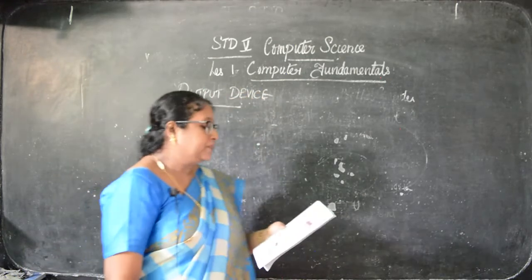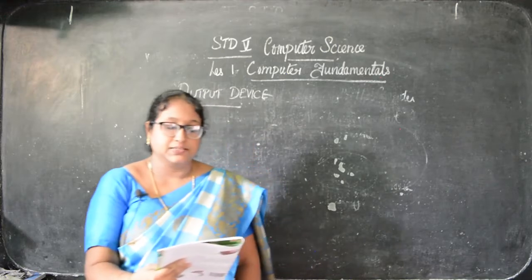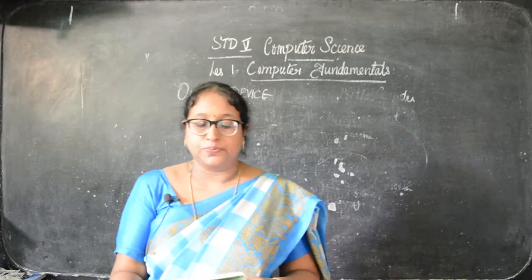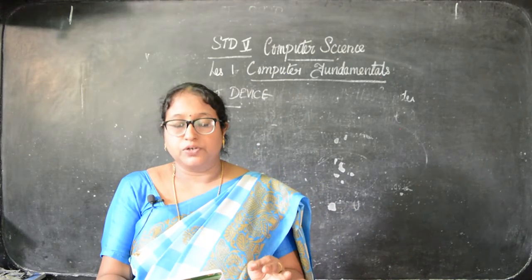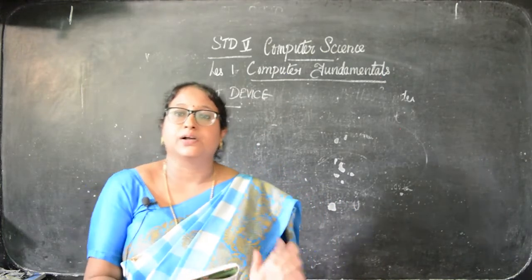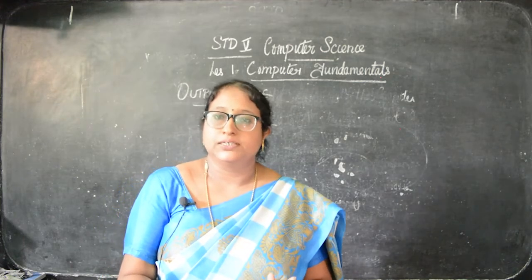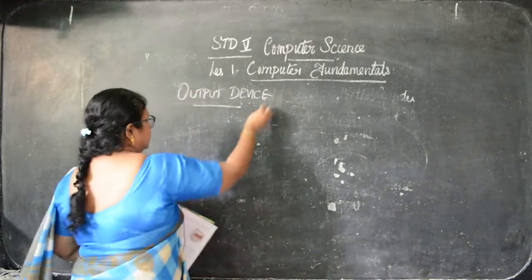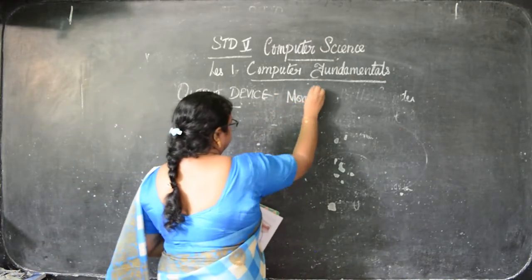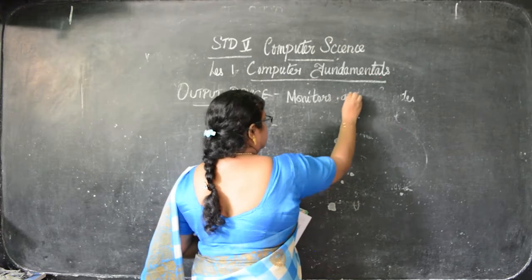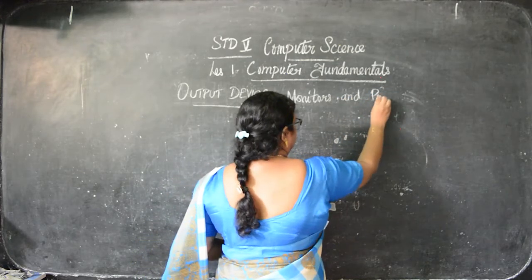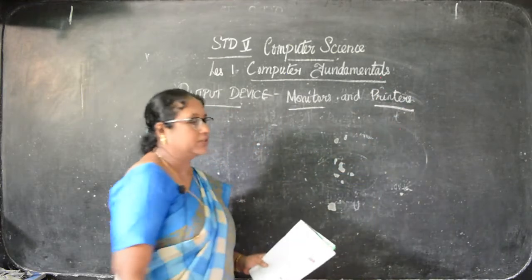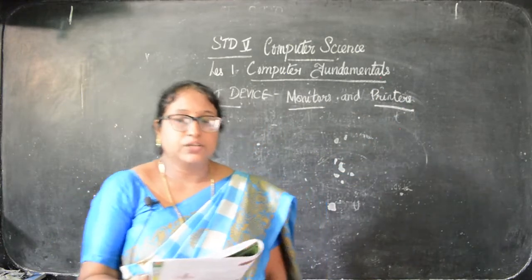So this is output device. Electronic or electromechanical devices used for producing results from the computer are called output devices. So what is output? The devices used for producing the result. You get the result from the computer, they are called output devices. Monitors and printers are the common output devices. So what are the output devices, children? Monitors and the printers. Now we'll go to the monitor.